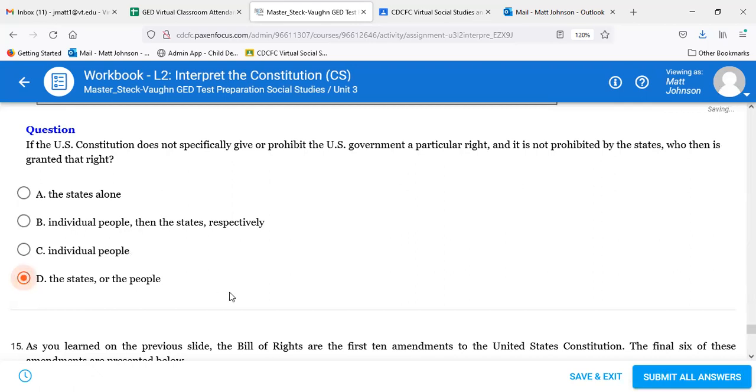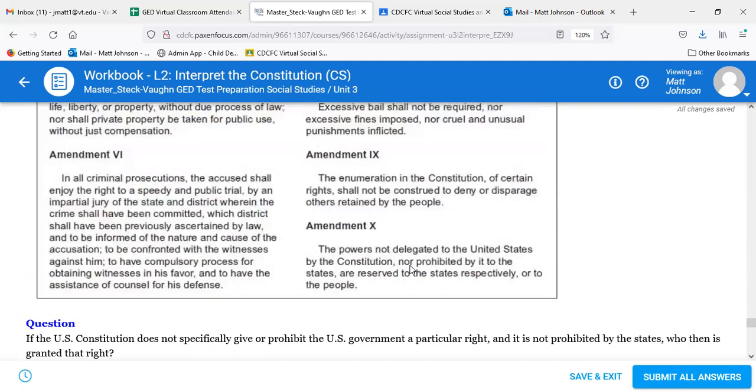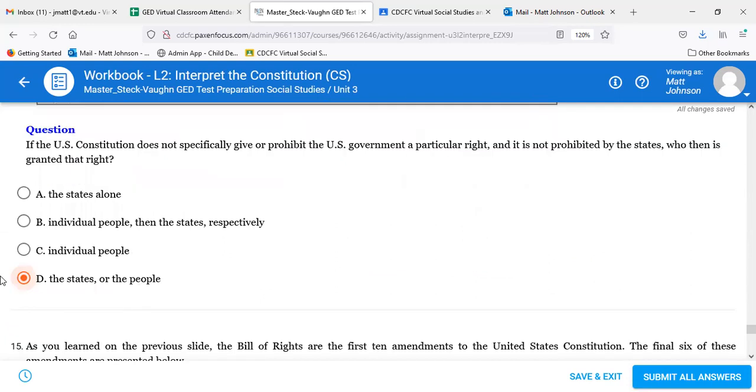Yeah, so that's in the last one here, right? In Amendment 10, on the very bottom on the right: the powers not delegated to the United States by the Constitution, nor prohibited by it to the states, are reserved to the states respectively, or to the people. So that's in number 10. All right, so D as in dog for number 14.